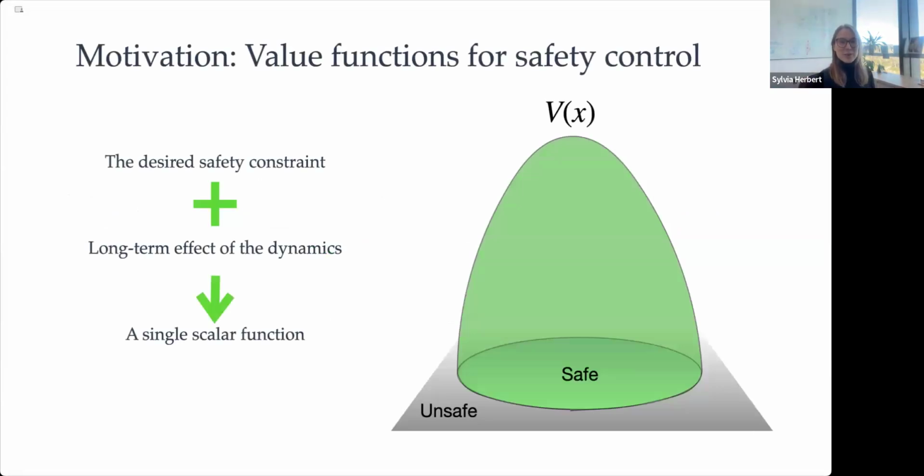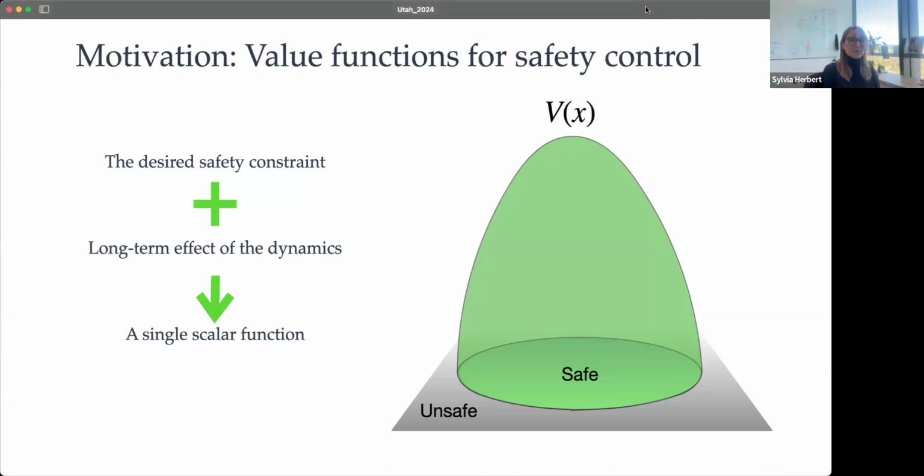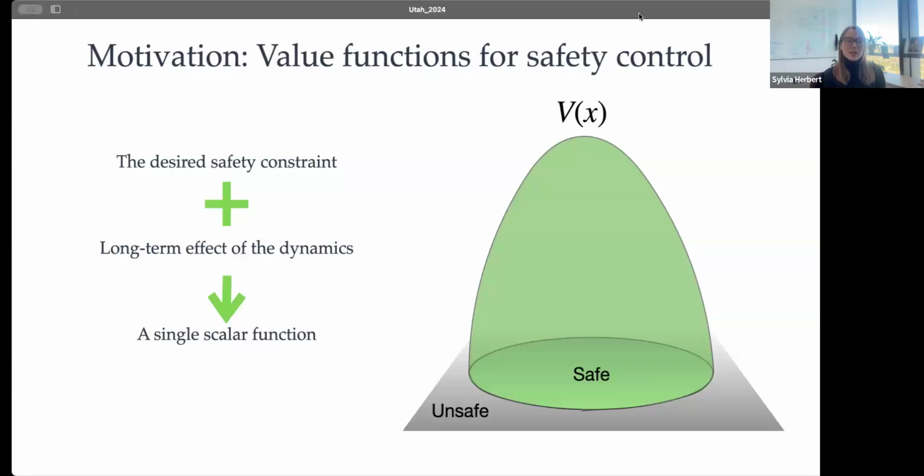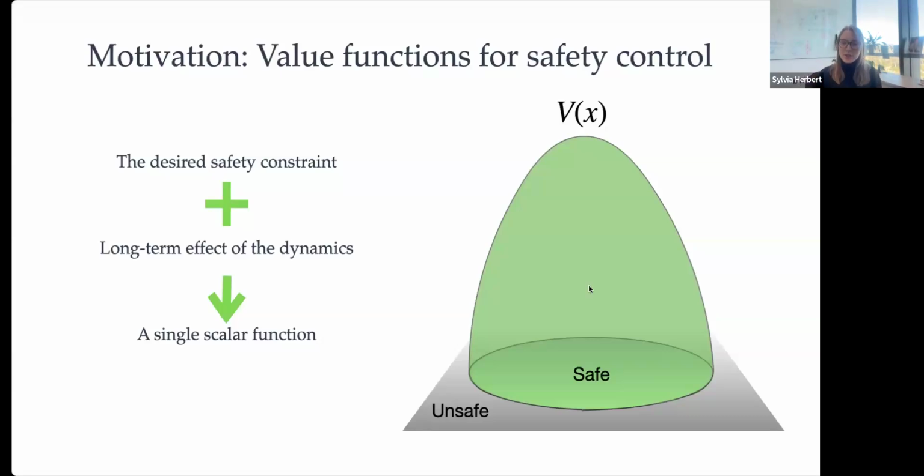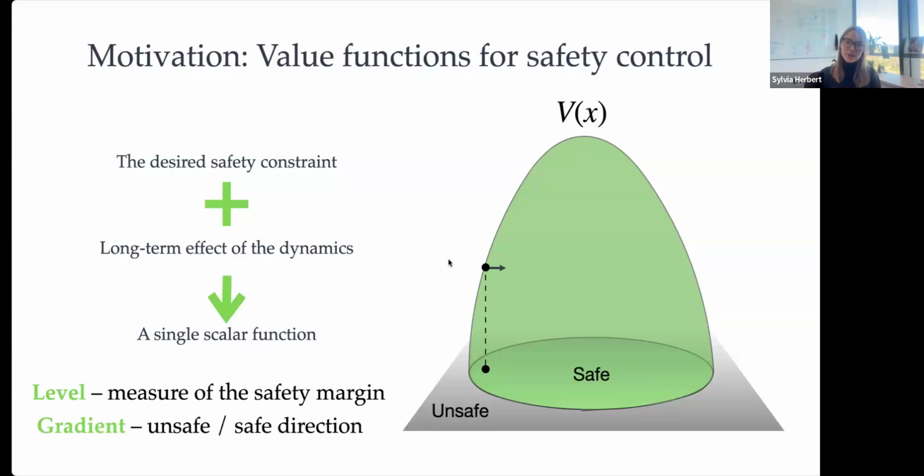So the basic idea is pretty straightforward. It's that we want to have these functions that take in the desired safety constraint for your system and the long-term effect of your dynamics. So understanding that, and so encoding these long-term effects of the dynamics into the actual structure of the function. And you end up with a single scalar function for which you can query a particular state. And the level of that function at that state will be a measure of safety here. So if it's positive, it's safe. If it's negative, it's unsafe. And the gradient of that function will point you in this unsafe or safe direction to guide the control that you should use.